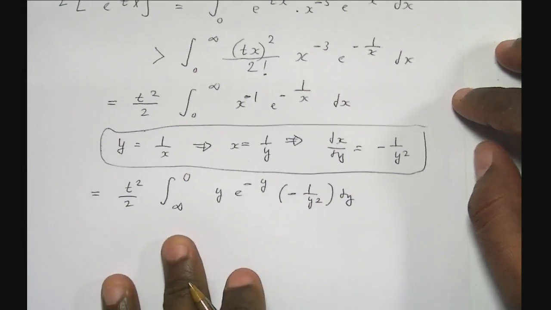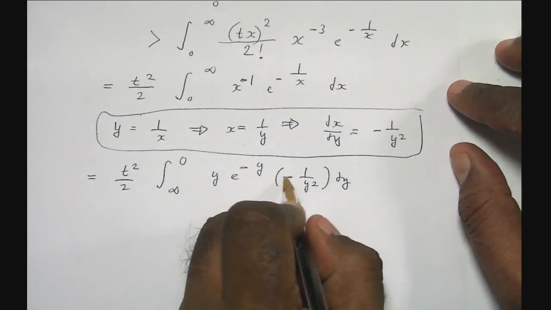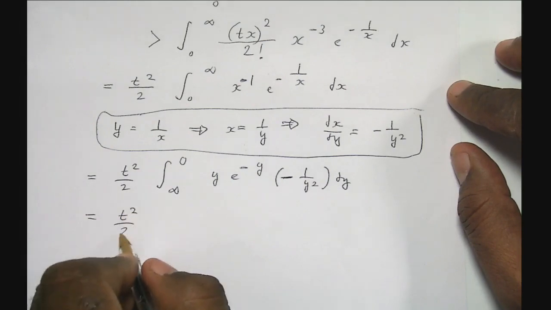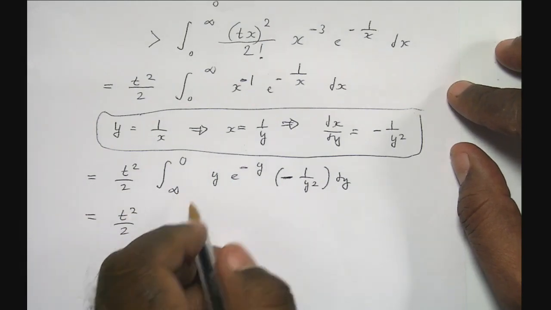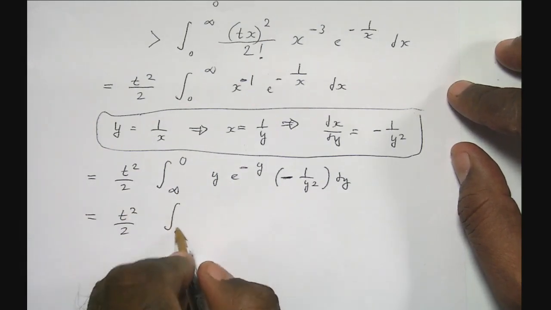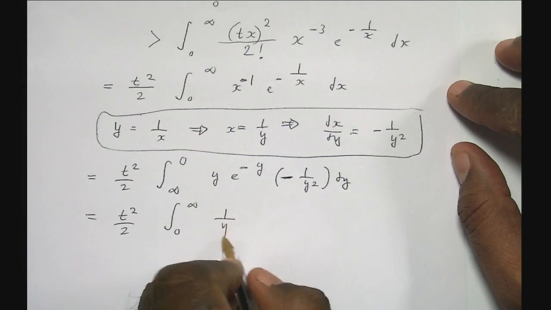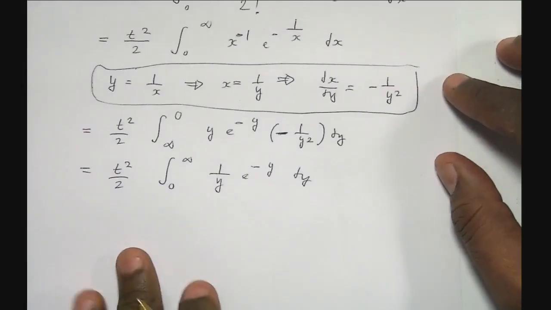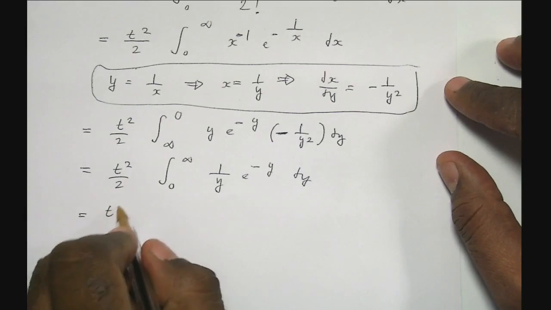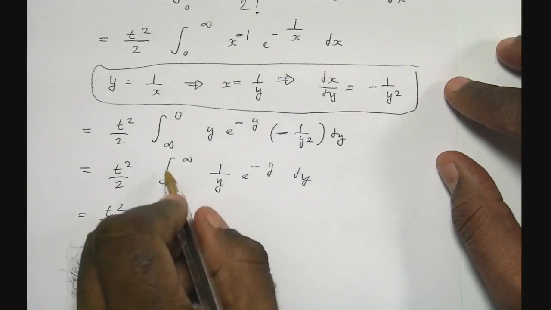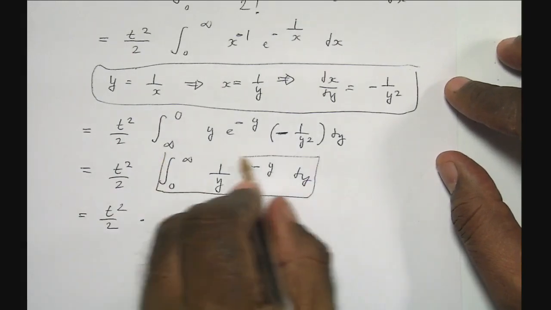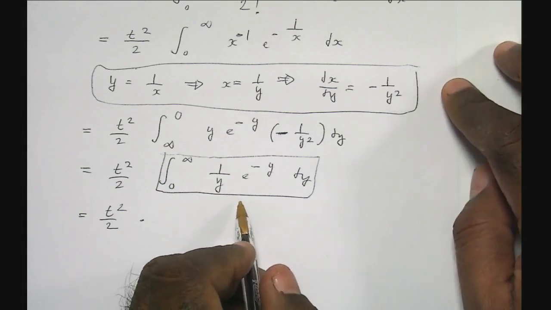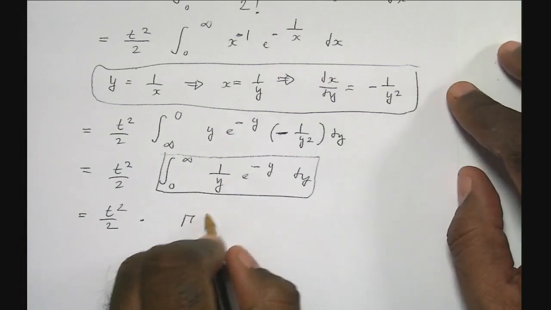And this will become, you can use the minus sign to switch the limits around, so it is 0 to infinity of 1 over y e to the minus y dy. So this is t squared by 2 times, now if you were in the lectures this afternoon, you would see this is, what's this known as? It's the gamma function at 0.